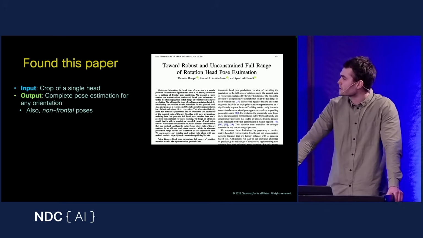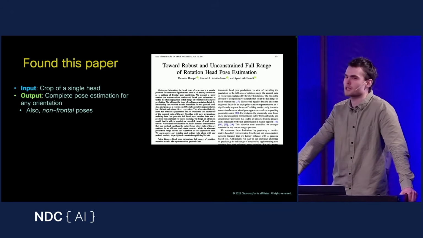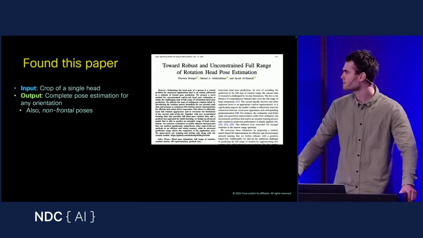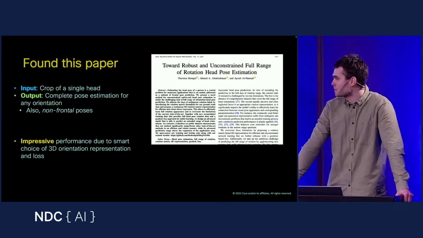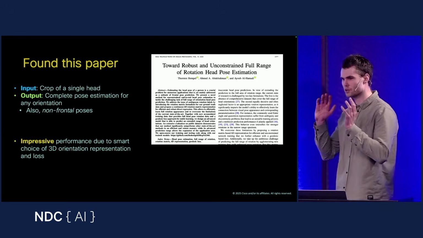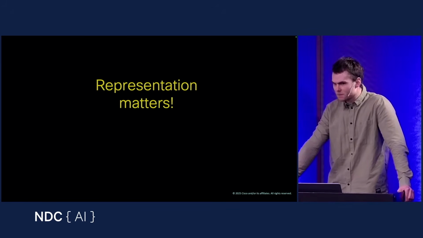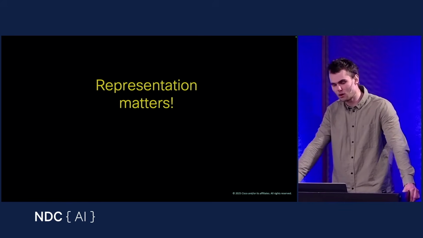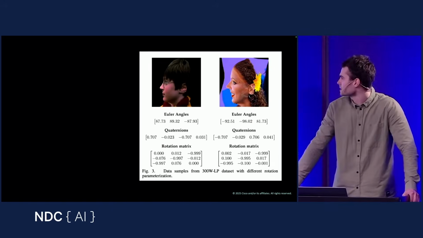And they had trained some models where the input was the crop of a single head, and the output was complete pose estimation for any orientation of that head. Also the non-frontal poses, which was very uncommon amongst the papers we found. And they got some very impressive performance due to a smart choice of how they represent the 3D orientation of a head. And this really struck home with me, because I had been very frustrated with how we represented pose. And this paper put a very large emphasis on exactly how you represent it. But how might you represent the orientation of a head?